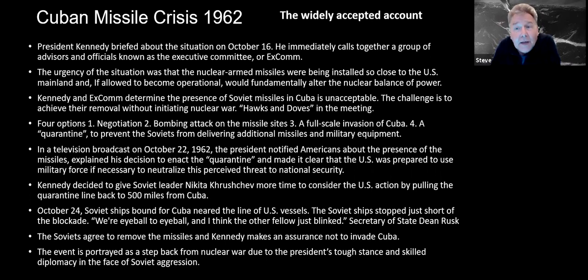Then Kennedy goes on TV and explains to the nation, 7 o'clock prime time, his decision to enact a quarantine. And he makes it clear that the US was prepared to use military force if necessary. Then, according to the story, Kennedy decides to give the Soviet leader more time to consider the US action by pulling the quarantine back to 500 miles from Cuba.